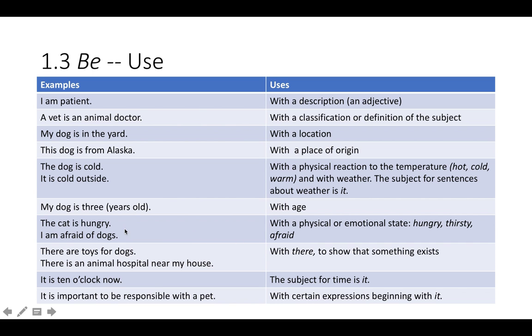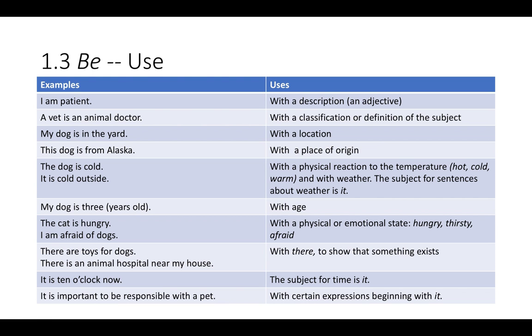Okay, my dog is 3 years old. Here I'm talking about age or how old something or somebody is. Look at in English with the age, I can say my dog is 3, period. Or I can say my dog is 3 years old. Those are the two ways that I have to say it. I never say my dog is 3 years in English. That's not what I say.